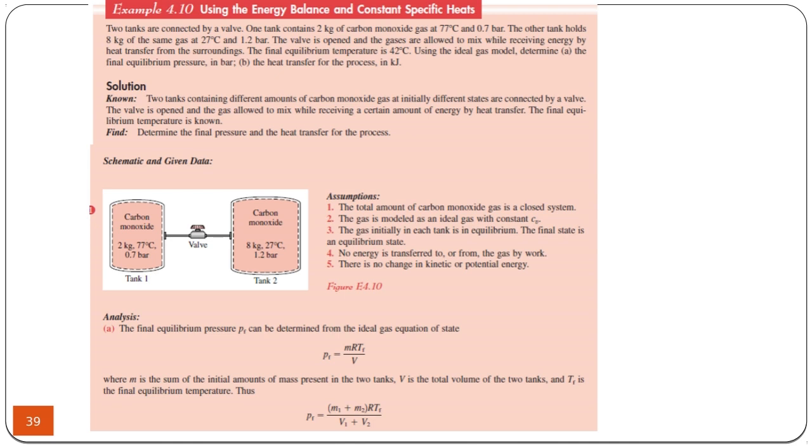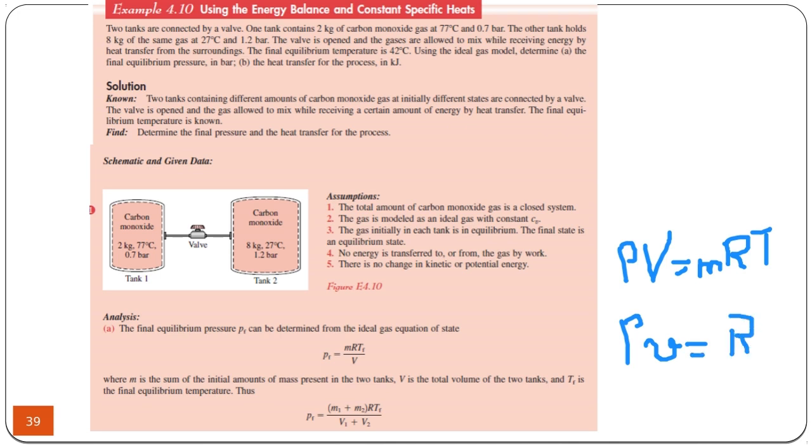the PV = MRT equation. Sometimes you can see the equation as this one. PV is equal to MRT. Or if you divide each side by M, you can also see it as small case v, RT. They are the same equations. This is the normal volume, cubical meter, and this is the specific volume, cubical meter per kilogram.